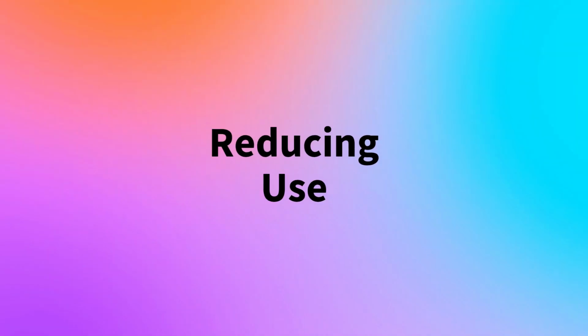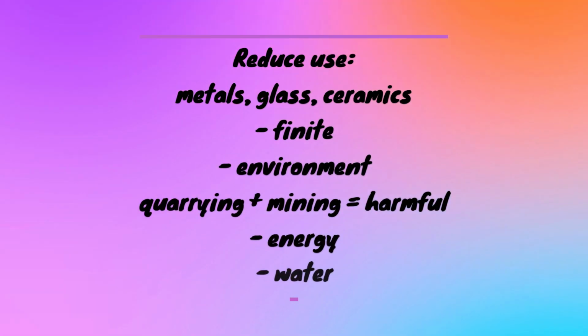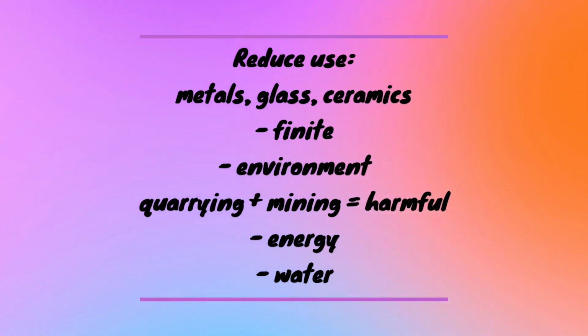And our final topic is reducing use. We need to reduce our use of metals, glass, ceramics. These are finite, raw materials. We need to conserve our natural environment, and quarrying and mining completely devastates that. We need to conserve finite materials, which include fossil fuels. Huge amounts of energy is needed to process these raw materials, as well as huge amounts of water.